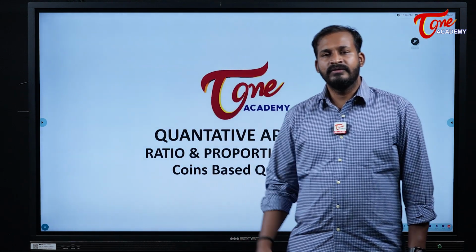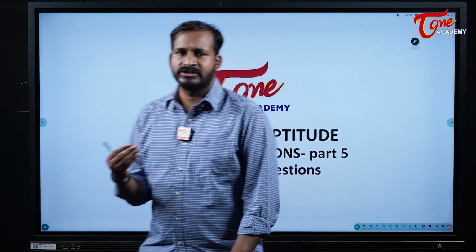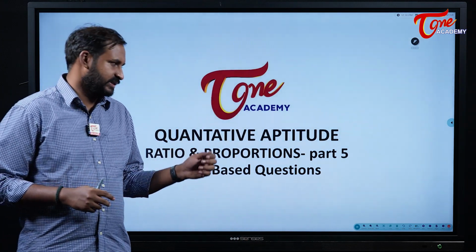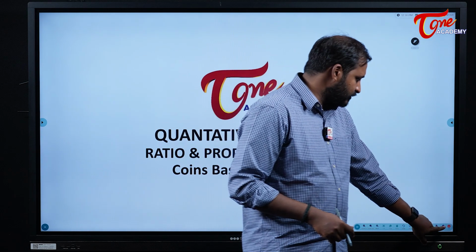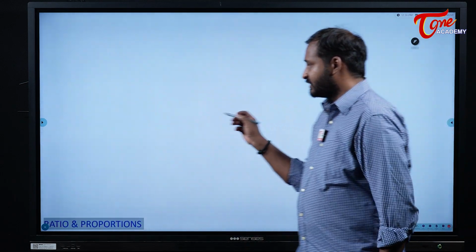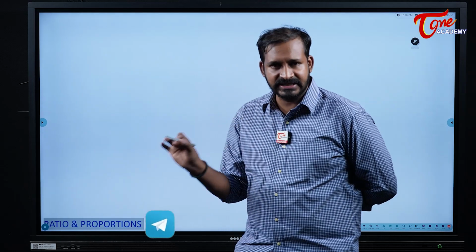Now, in this session, we will see questions mostly based on coins or any product related. Now, see here students, when it comes to these coins based questions, we should know some basic understanding.